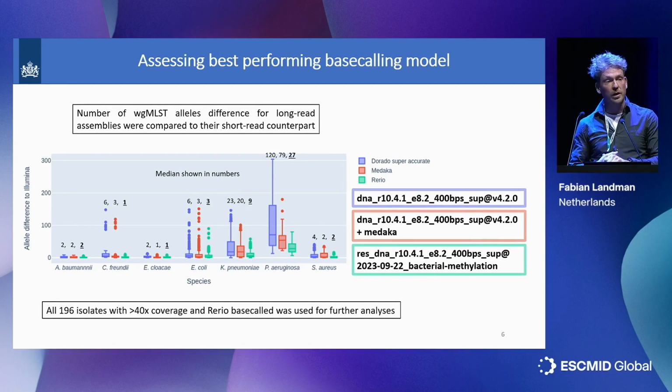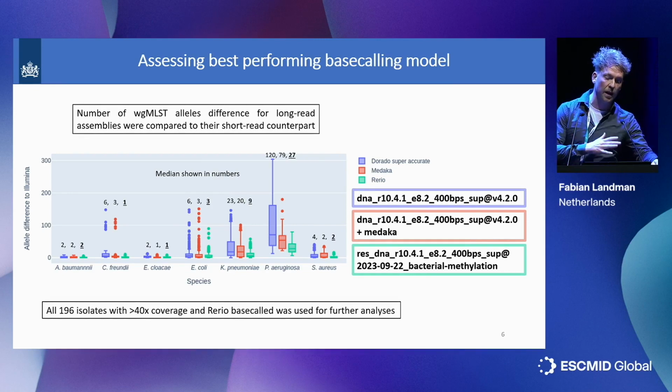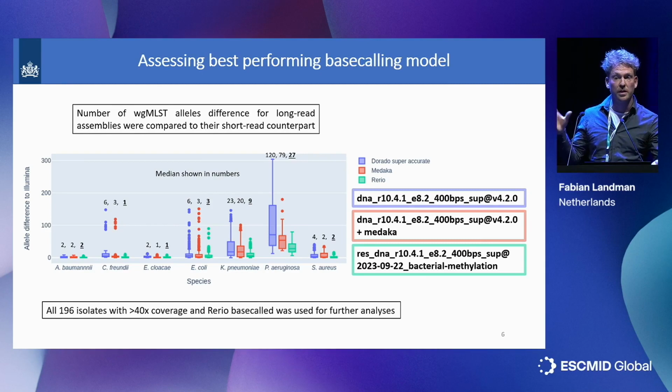For most species, it already looked really great. For Pseudomonas, only species that still seemed a bit too much difference. But in conclusion, the Virio model here performed best, so we went forward with the Virio model.